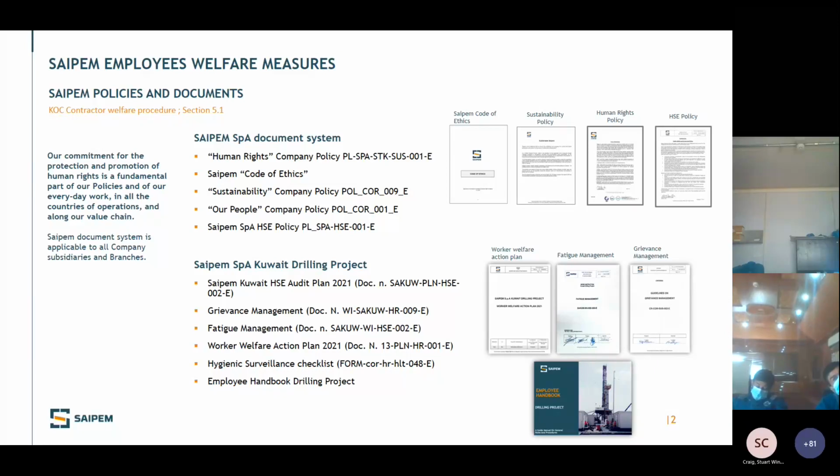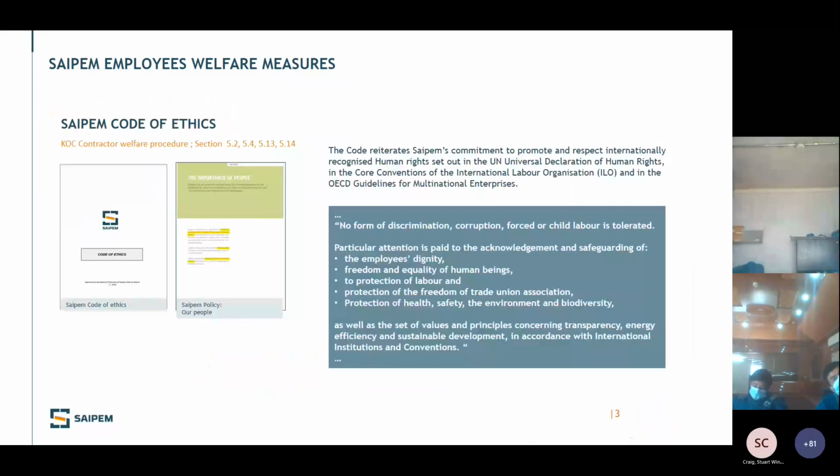Next page. Ashok, next page. Yes. Thank you. Yes. Little bit slow.